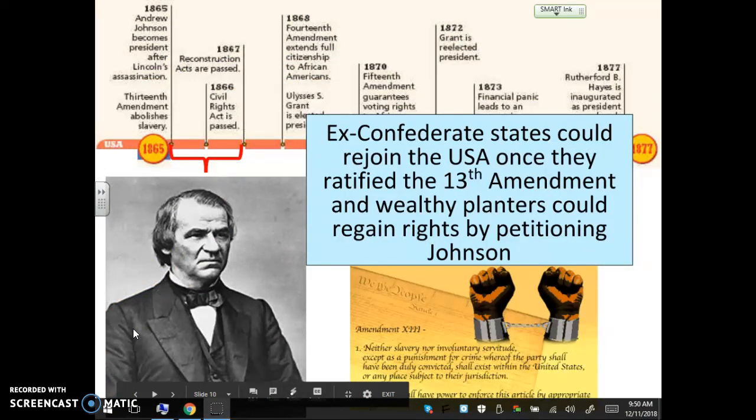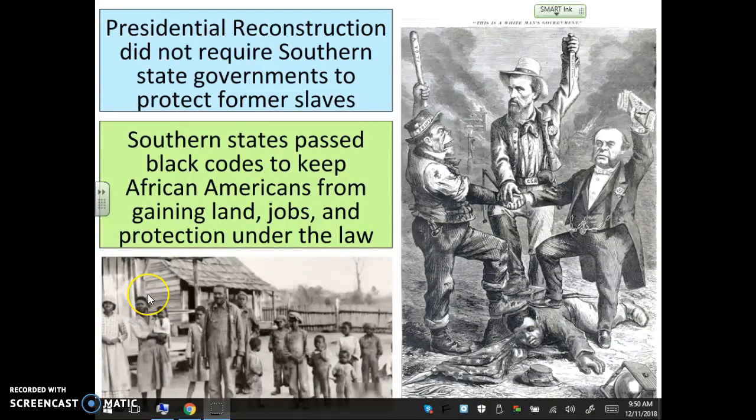So under Presidential Reconstruction, any ex-Confederate states, so South Carolina, North Carolina, etc., could rejoin the Union as long as they ratified the 13th Amendment. That was really the only criteria under Andrew Johnson's plan, and it did not provide any protections for former slaves. It was very different than the Wade-Davis bill, which was very pro African American, while this one is more just pro getting states back into the Union as quickly as possible.